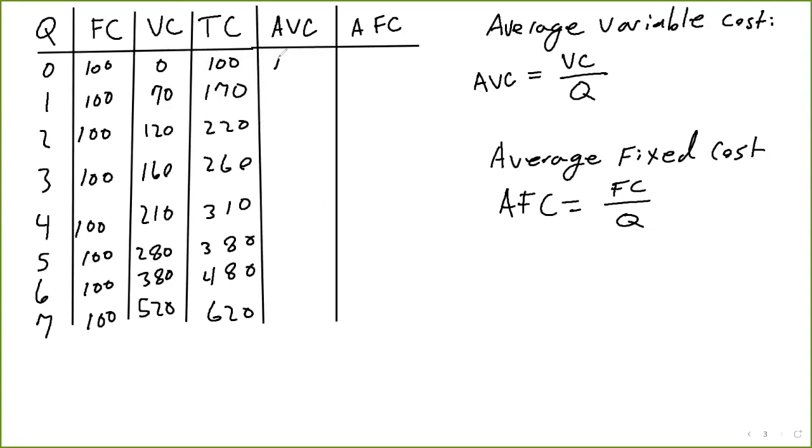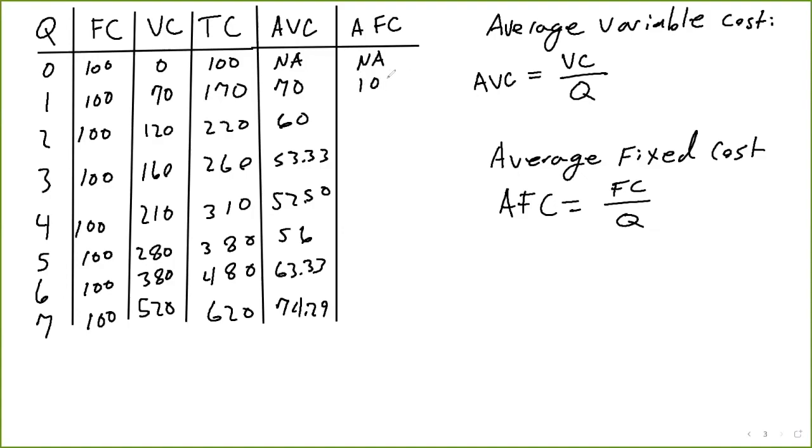So we don't have any variable costs in the first entry. At 1 unit, we've got 70 for our variable cost divided by 1 unit. So our average variable cost is 70. Then we've got 100 divided by 2, which is 60, and so on. We can do this for each level of output. And similarly with average fixed cost, we have the fixed cost, which is 100 for every level of output. And so average fixed cost is just going to be 100 divided by the quantity. So again, not applicable for the first case because we have no output. And then we go 100, 50, 33.